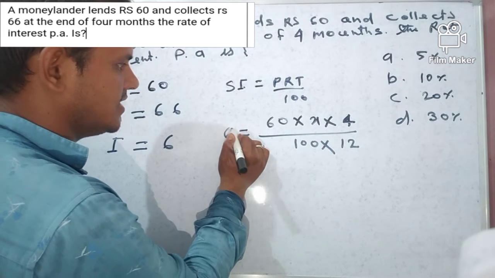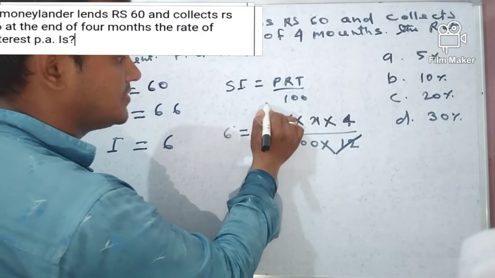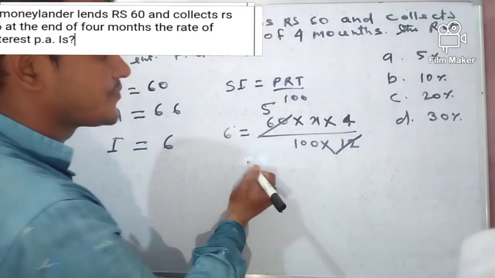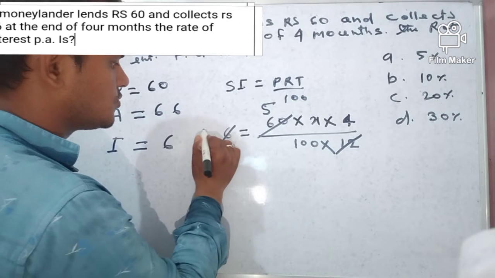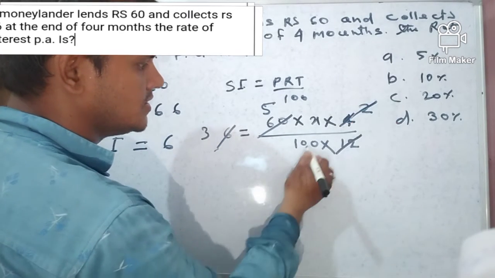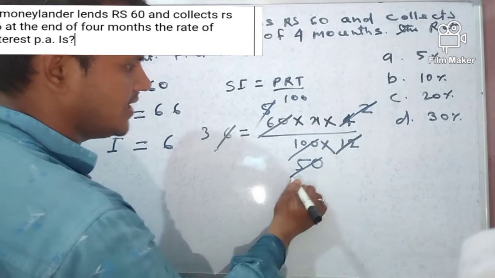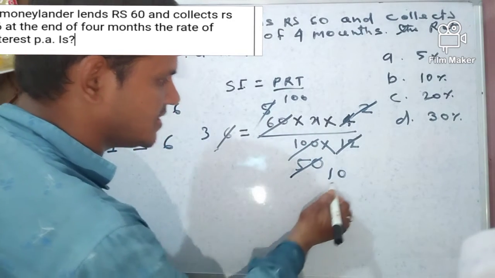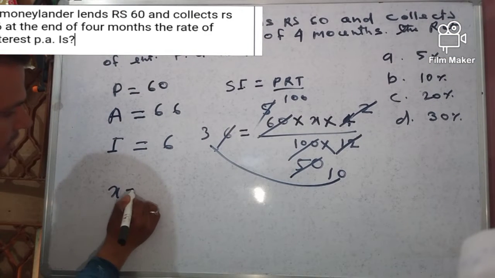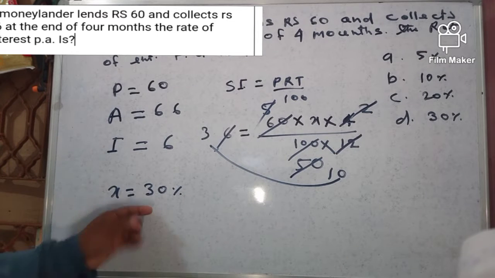After cancelling, this will be 10 and 10, so 10 into 3 will be 30. So x equals 30. So our answer is 30%.